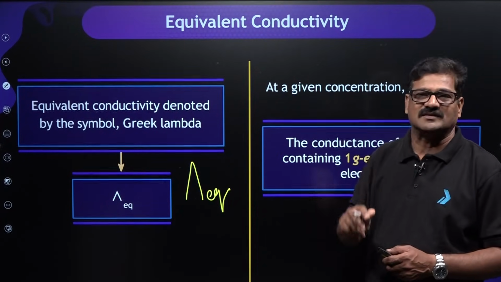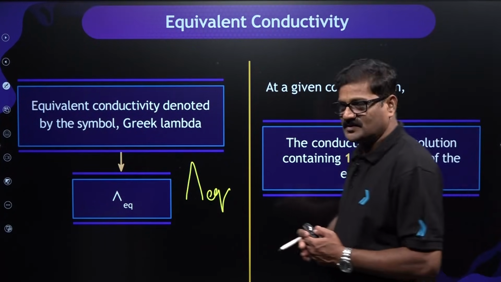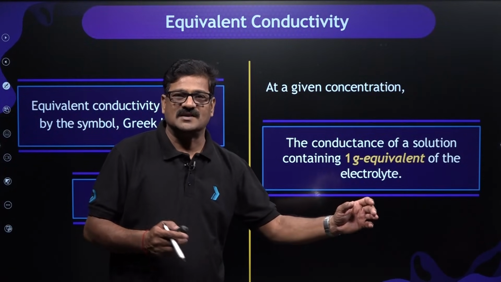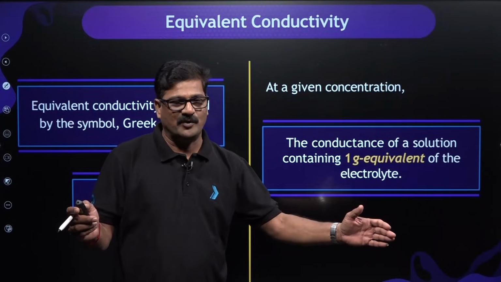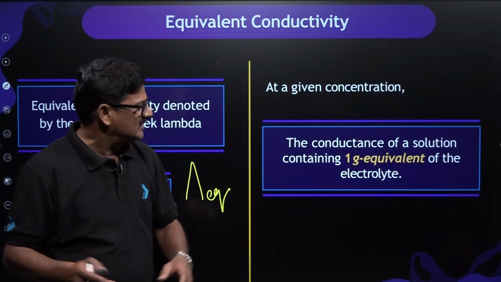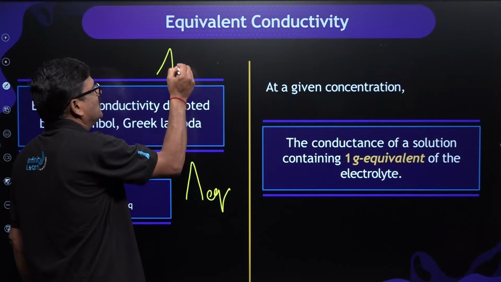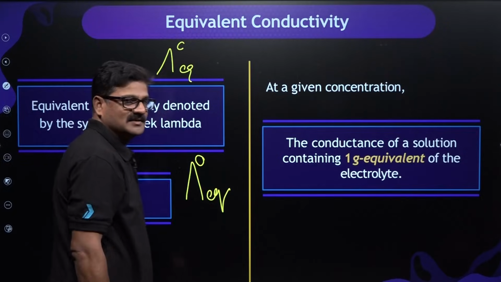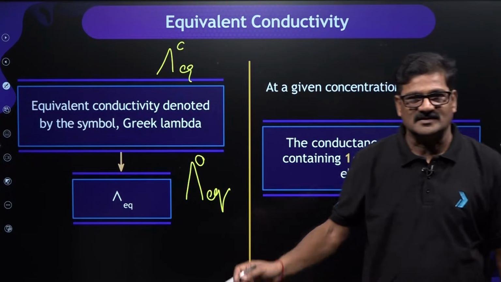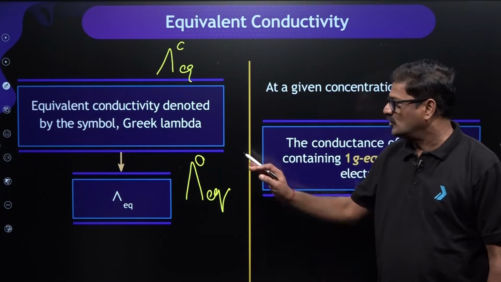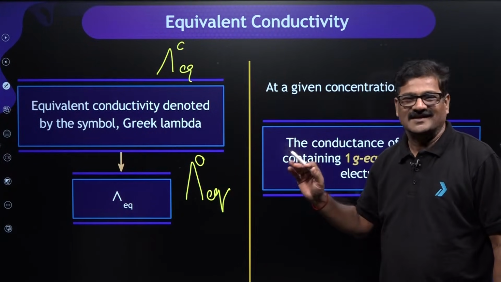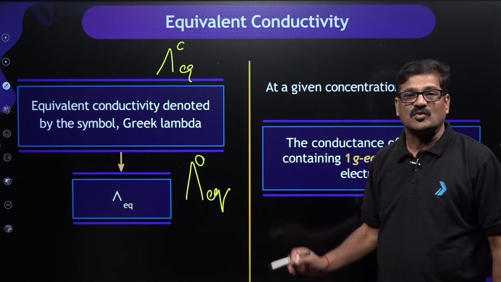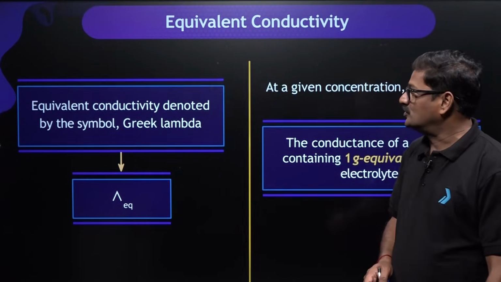EQ stands for equivalent conductivity. At a given concentration, the conductance offered by 1 gram equivalent of the solution, separated by 1 centimeter apart between two electrodes, is called equivalent conductance. Here again there are 2 types: equivalent conductance at a given concentration and equivalent conductance at 0 concentration. You can calculate this, and you can theoretically calculate this by using Kohlrausch law. Get ready, I am going to show you how it can be done.